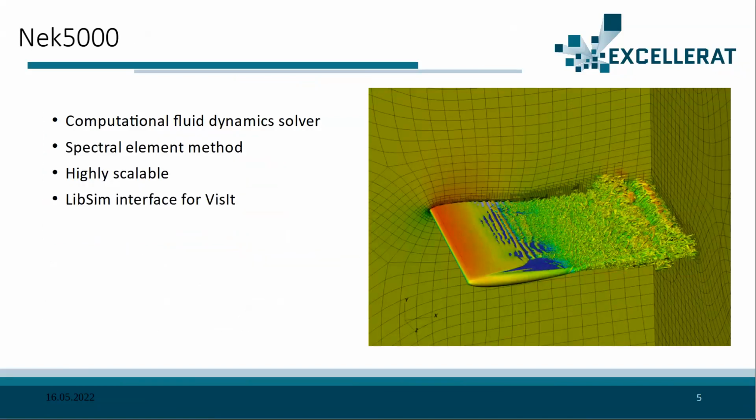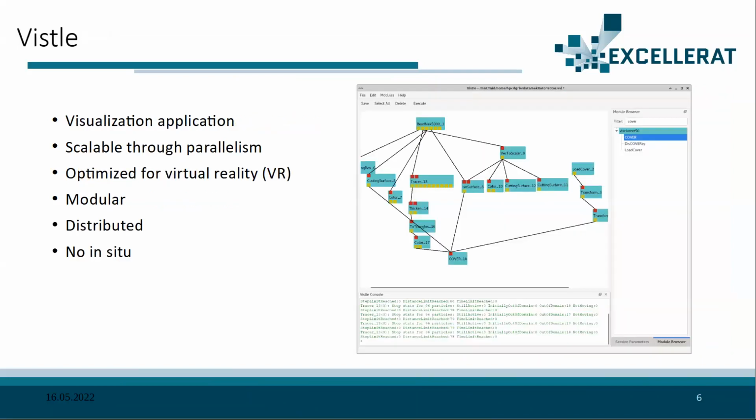And the code which we wanted to use for the simulations, in our case, is NEC 5000, a computational fluid dynamics solver, which is highly scalable due to the spectral element method it uses. And one reason why we chose NEC is because it already had an in-situ interface for a common post-processing software called Vistle, and the corresponding interface is called LibSim. And we want to couple the simulation code with Vistle, the simulation software we are developing here at HLRS.